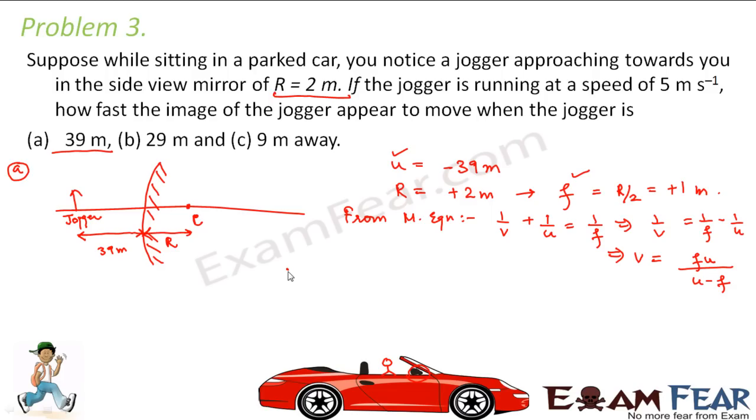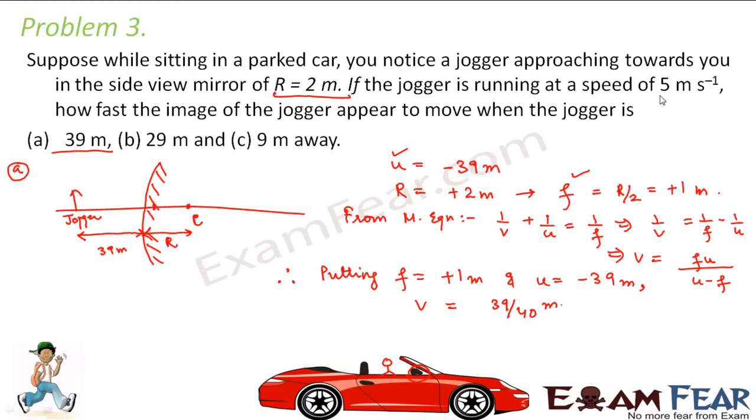Now we know these values, therefore putting f is equal to plus 1 meter and u is equal to minus 39 meters, what do we get? The value of v comes out to be 39 by 40 meters. You can calculate this and get. So that means when the jogger is at 39 meters from the mirror, his image is formed at 39 by 40 meters from the pole of the mirror, right? So this is the position of the image, and the image is formed on this side, somewhere here.